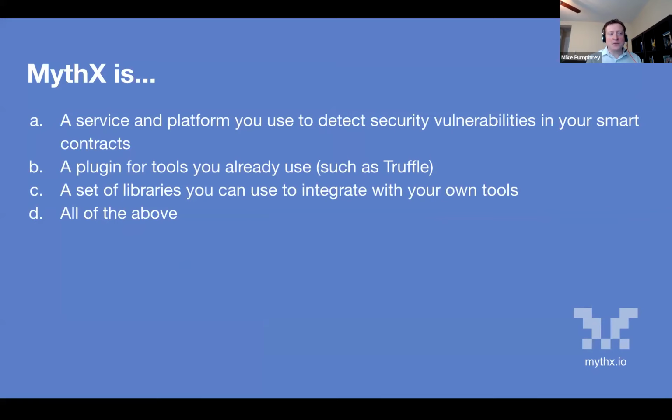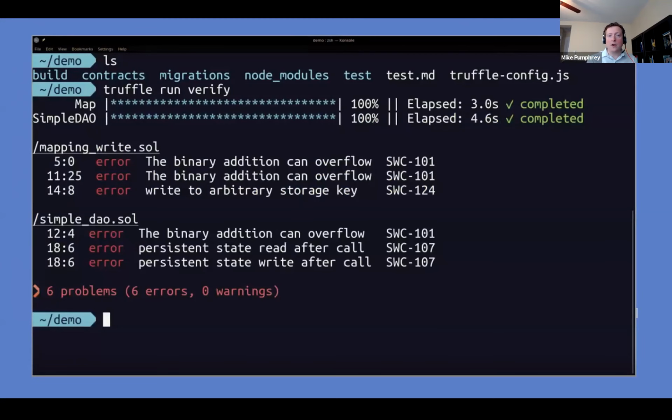So MythX is a few different things. It's a platform, but it's also a plugin for tools that you already use. One of the most frequently used plugins in the MythX ecosystem right now is our plugin for Truffle, and a lot of people use Truffle for developing smart contract solutions. So we have a plugin, MythX for Truffle, otherwise known as Truffle Security, with which you can run security analysis directly from the command line of your Truffle project. We also have other services that we integrate with, and a bunch of libraries that you can use.